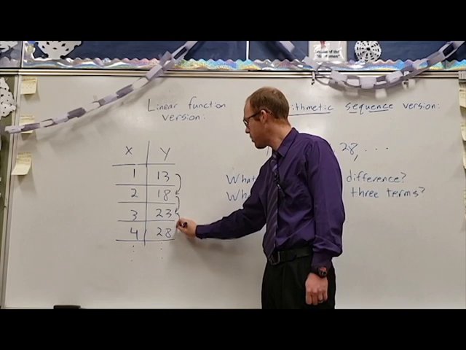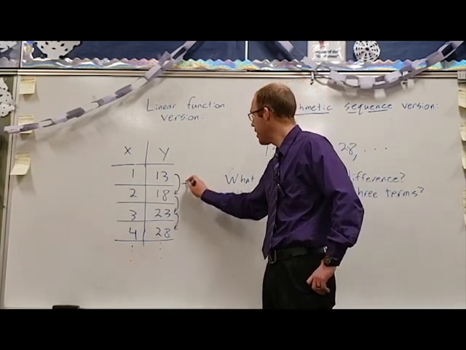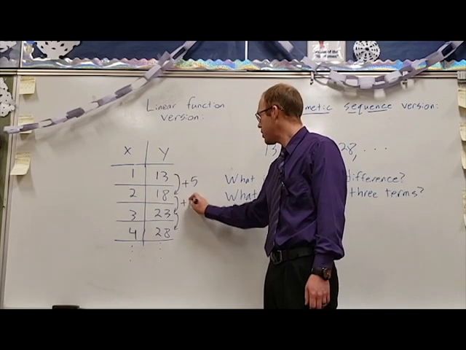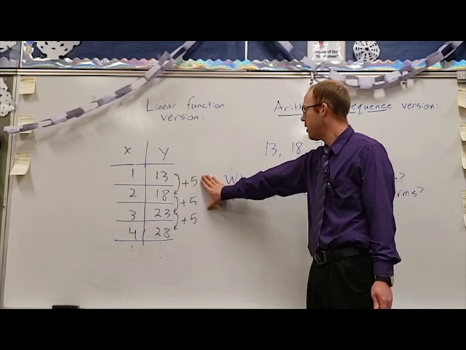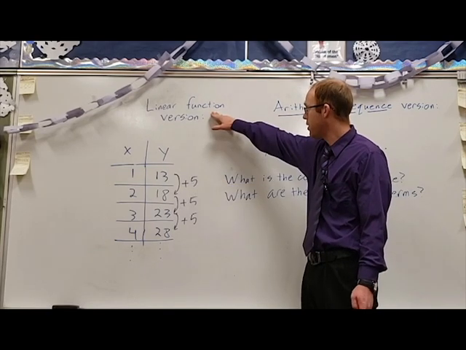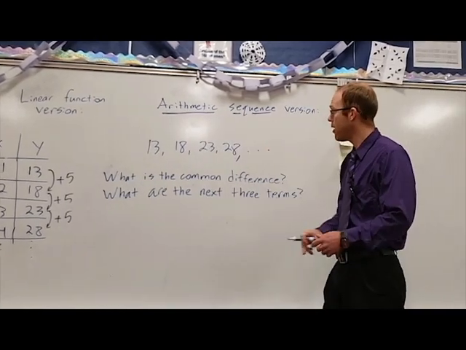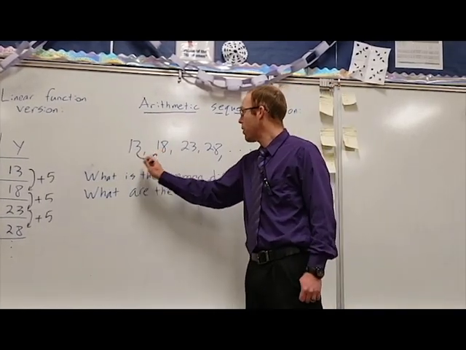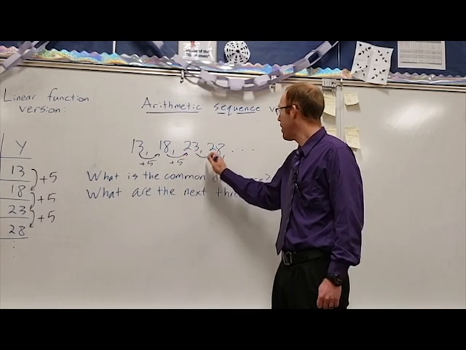The pattern that we see right here uses addition or subtraction. In this case, we're adding 5 to each term as we go down. That addition or subtraction gives us a linear function. Arithmetic sequences, you'll notice, have the same pattern. From here to here, we're adding 5, adding 5, adding 5.